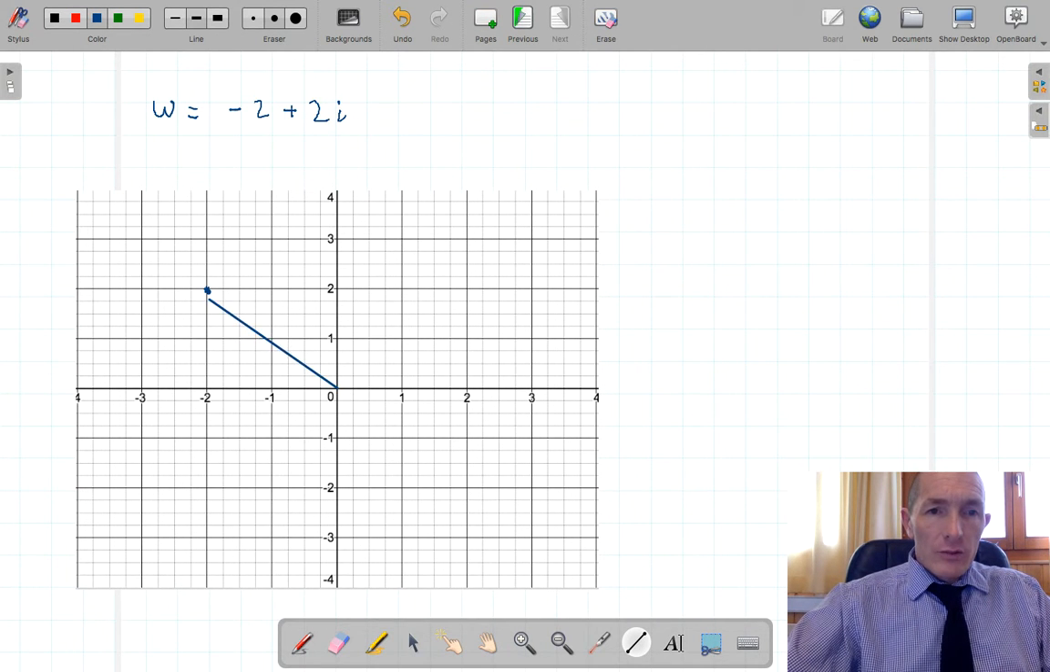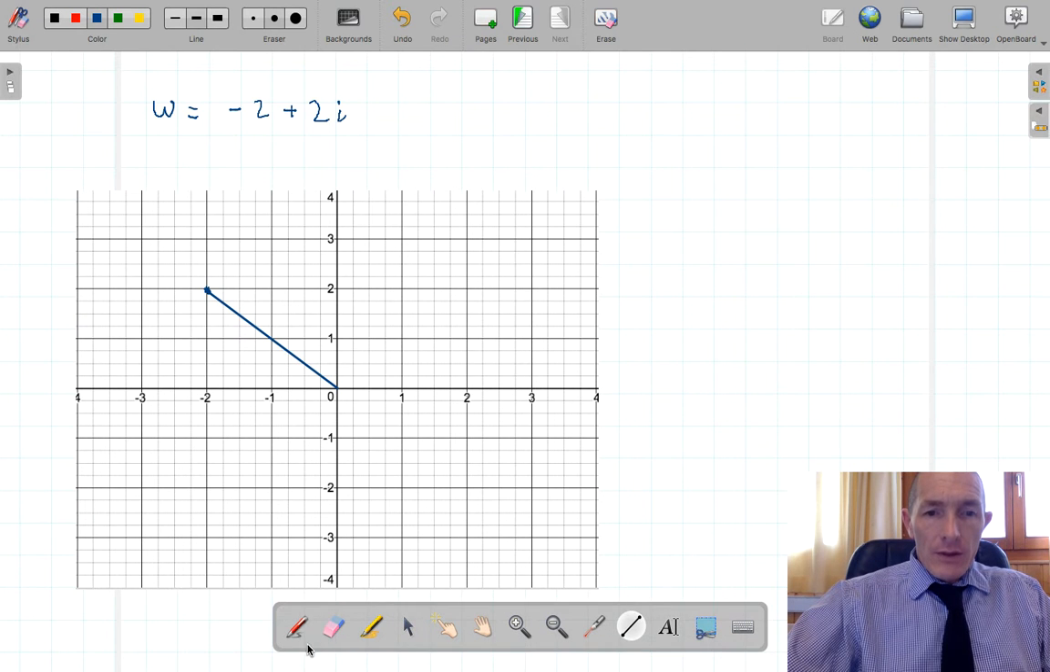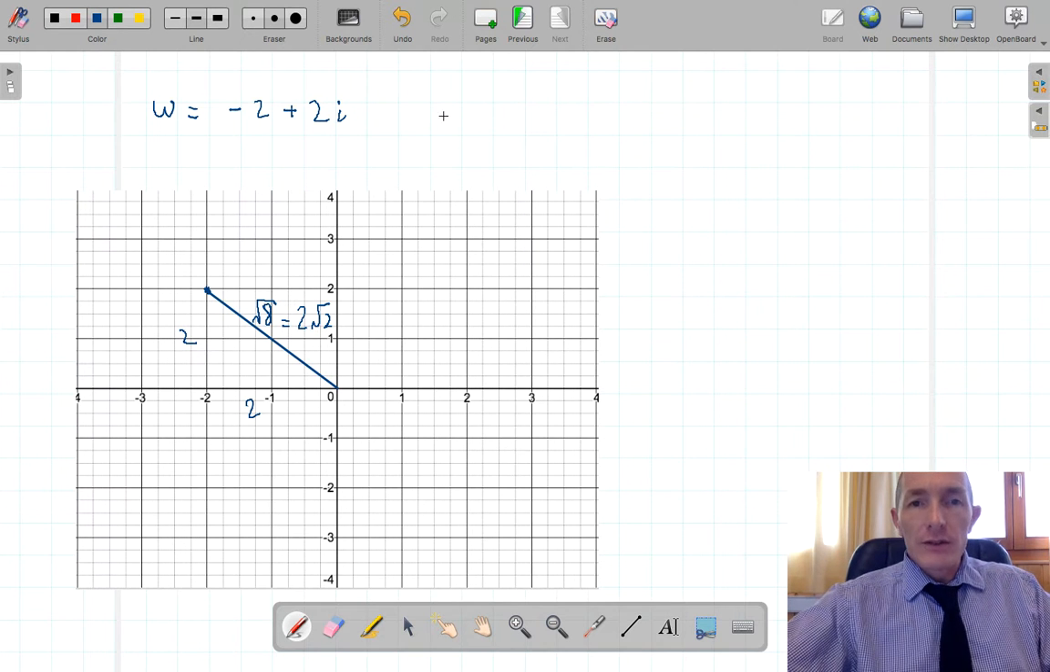And the first thing we're going to do is work out the modulus. So I'm going to have that length as being 2. This length here is also 2. 2 squared plus 2 squared gives me 4 plus 4, which gives me 8. Square rooted, 2 root 2. And notice that this is never a negative number because it's a length of something. So that's my modulus, 2 root 2.